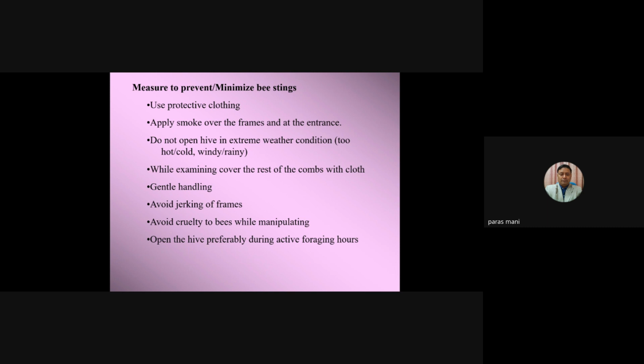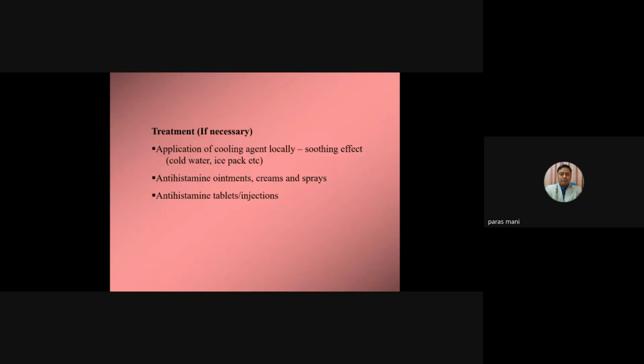So open the hive preferably during active foraging hours. During early morning or in the evening, there will be active foraging hours. During foraging time, most of the workers will be concentrating their energy on foraging. Most of the population of the workers are involved in foraging activity. Thus, the guard bees will be absent near the hive in such conditions. If the bee stings, the treatment must be taken only if necessary.